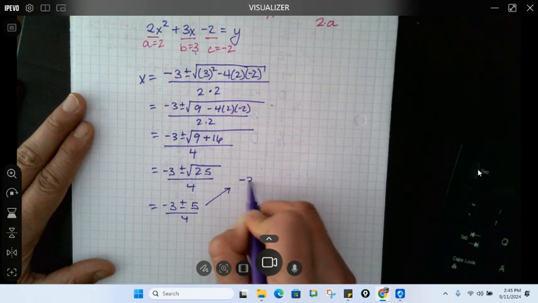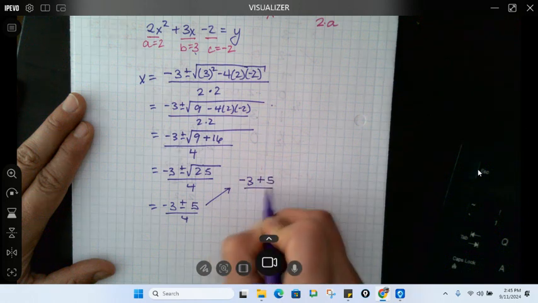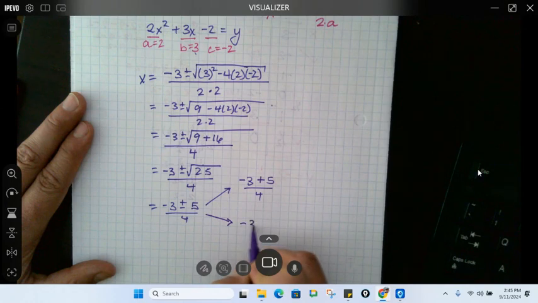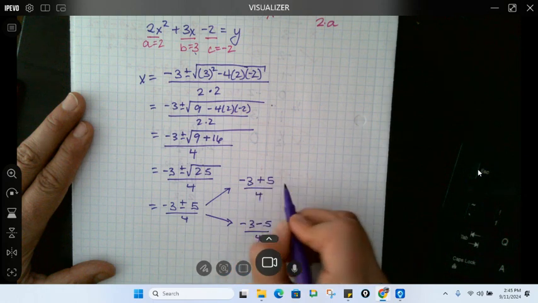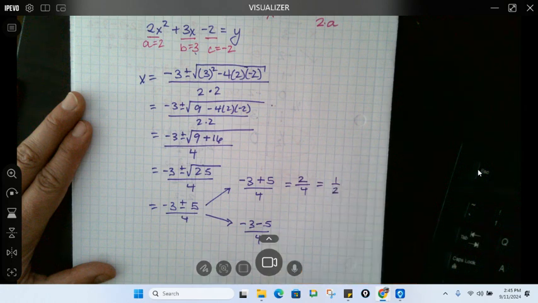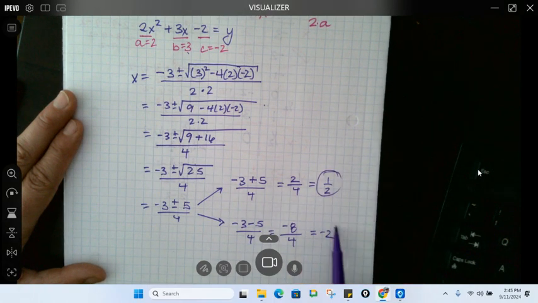I have a negative 3 plus 5 that is being divided by 4. And I have this negative 3 minus 5 that is being divided by 4. So now if I simplify this, negative 3 plus 5 would get me a 2 that's being divided by 4. So final answer is a fraction. Fractions are all right. Negative 3 minus 5 would get me a negative 8. Divide that by 4. Negative 8 divided by 4 is a negative 2. So there are my two solutions.